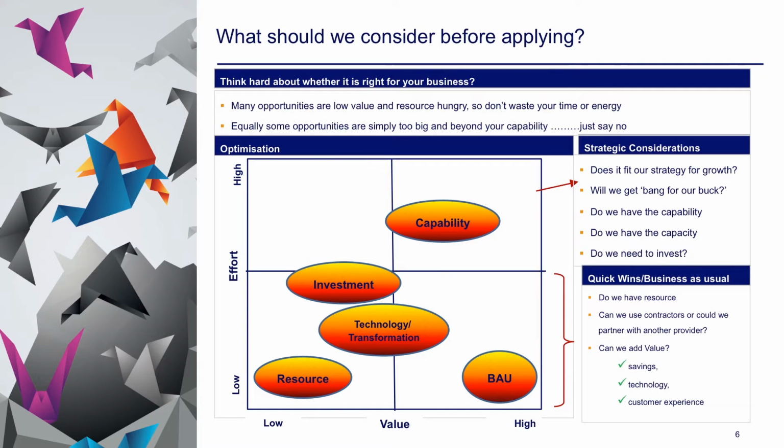We map this and we look at the value and we look at the effort. So I've just done one here as an example. And typically, if you look, business as usual, the value is actually quite high, and the actual resource requirement is quite low. What do I need to invest? Well, investment as far as effort and value is concerned is probably middle, and technology and transformation is probably medium as far as value and effort is concerned. So this one to me looks like a contract we should be applying for.